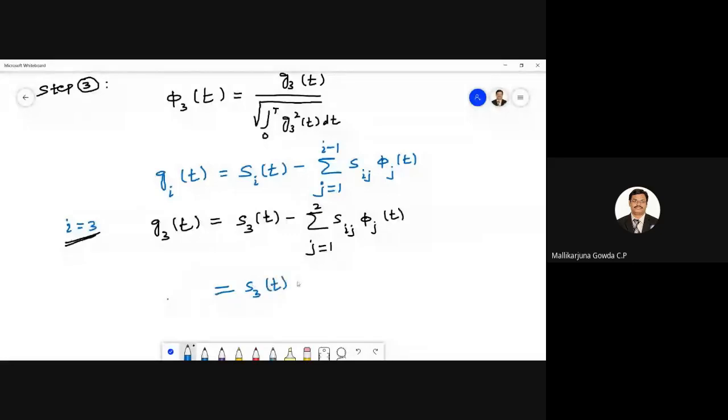Now if I substitute j is 1, so now i is 3, right? So S3 1, right? j is 1, so I can write S3 1 by phi 1 of t. Is that fine? Yes, sir.